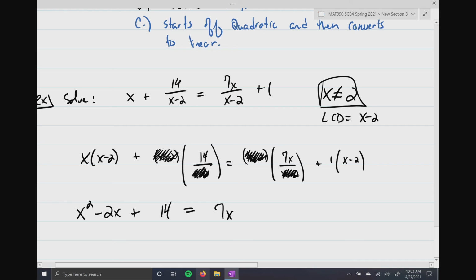7x. Now I distribute the 1. 1 times x is x. 1 times negative 2 is negative 2. From here, what type of problem do I have? Is it linear or is it quadratic?